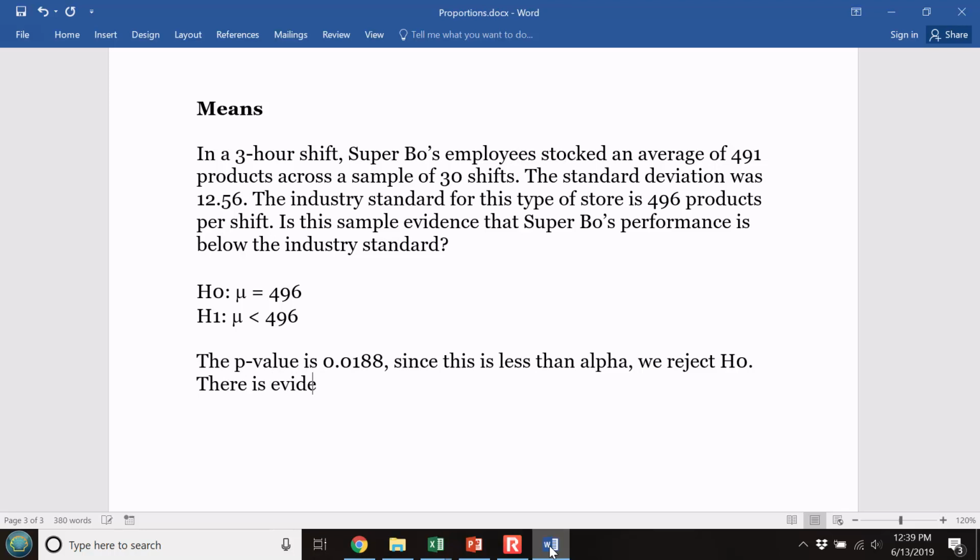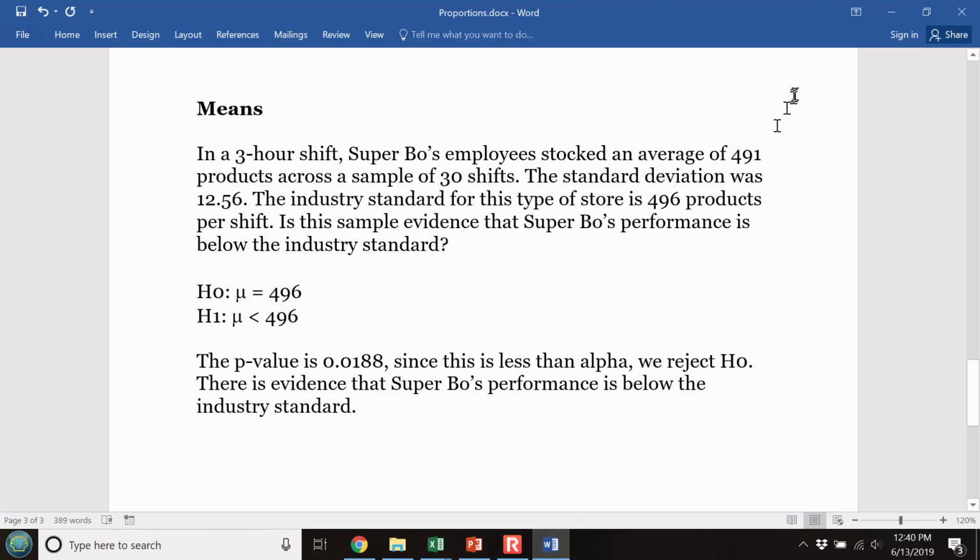There is evidence that Super Bose performance is below the industry standard. Now you may look at this and say it's not that far below, I'm not too worried about it, and that's a valid question. Whether or not this matters, being off by a few, is a different issue.